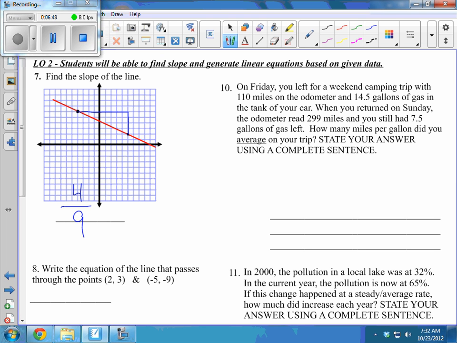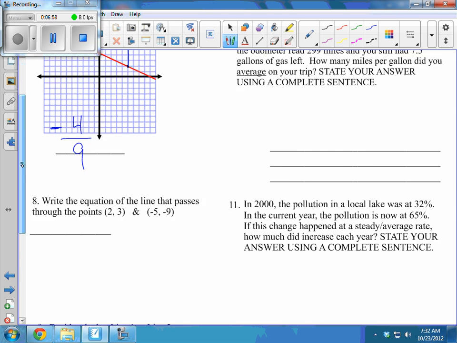You just have to make sure that when you're done, you decide should it be a positive or a negative slope, and this is negative. And that's the downfall of counting the rise or the run. It won't get that negative. That's something that you have to remember to do.